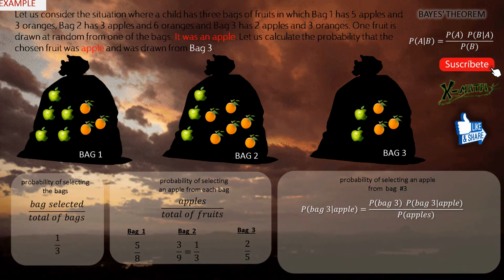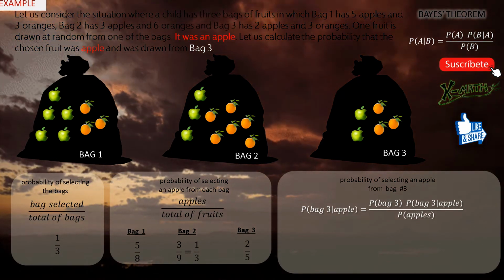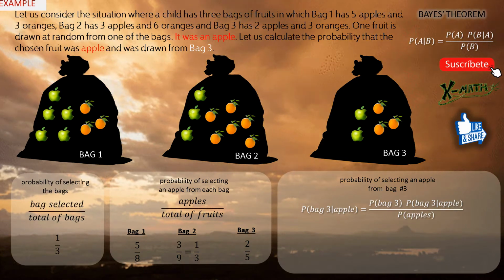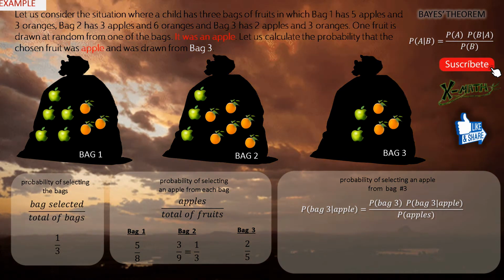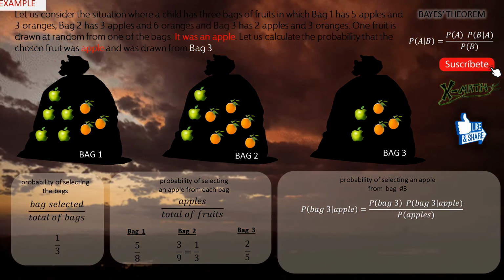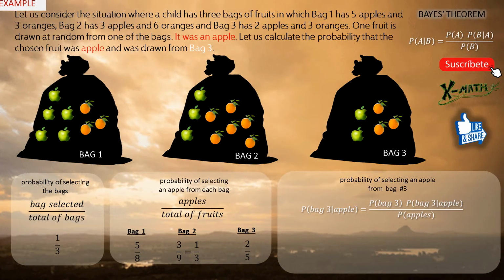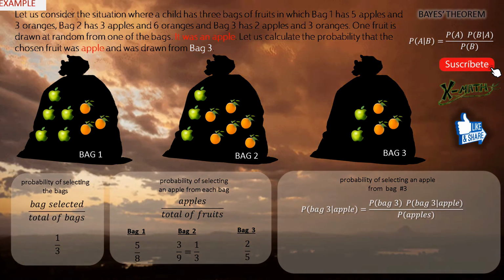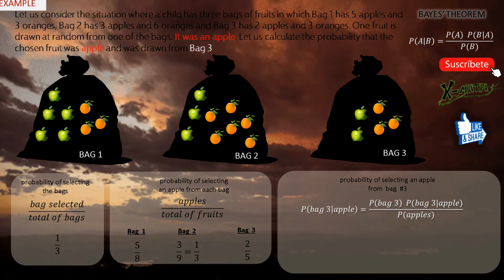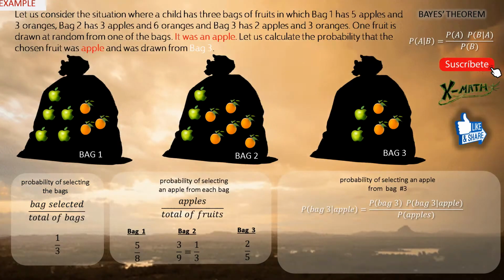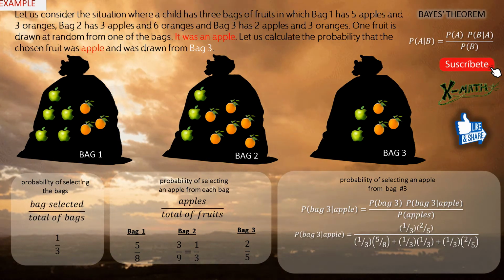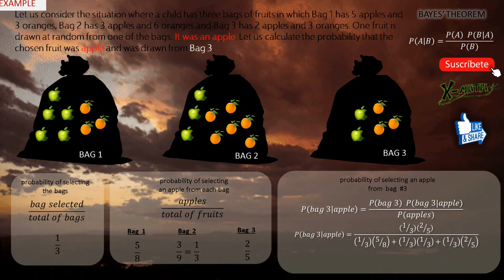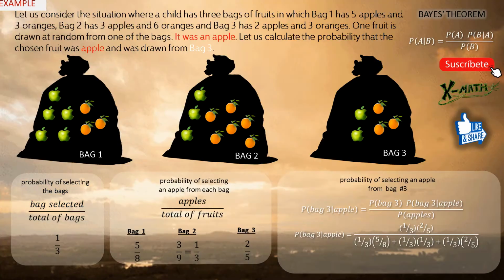So on top, we first need to consider the probability that the third bag was selected. That's why we start with the probability of bag 3. Then we need to consider the probability to pick an apple from inside of that specific bag. So that's why we have the probability of apple given bag 3. And at the bottom, we need to consider the probability to pick any of the apples. So if we replace these values on top, the probability for us to pick the third bag is 1 out of 3. The probability to pick an apple from the third bag is 2 out of 5.